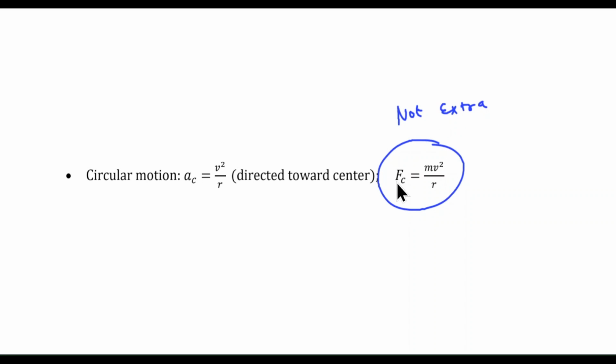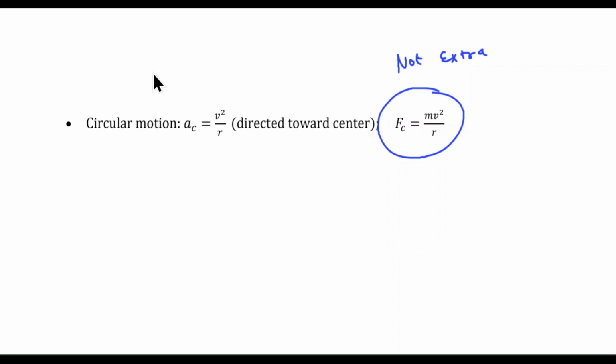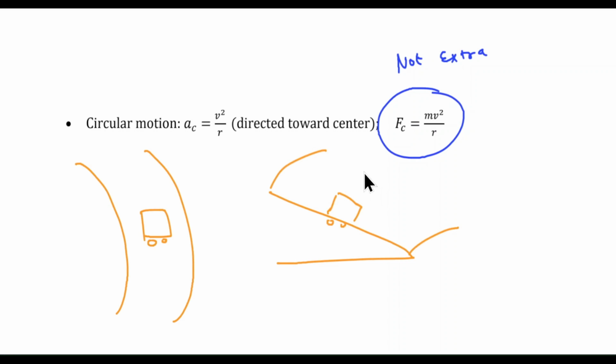Fc is just the net force acting towards the center, which is given by mv square over r, and the acceleration is v square over r. Related to this, there are two conditions: banked and unbanked curve. In unbanked curve, there is no incline, and the friction provides the necessary centripetal force.